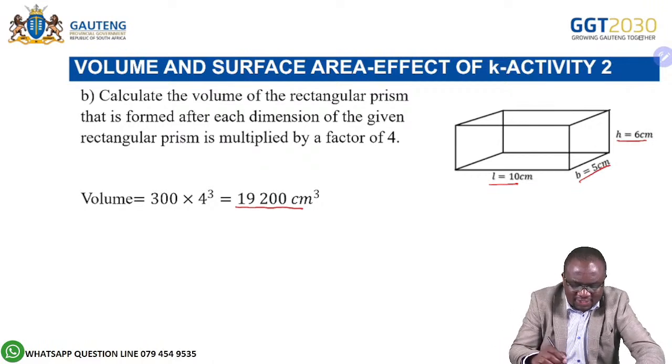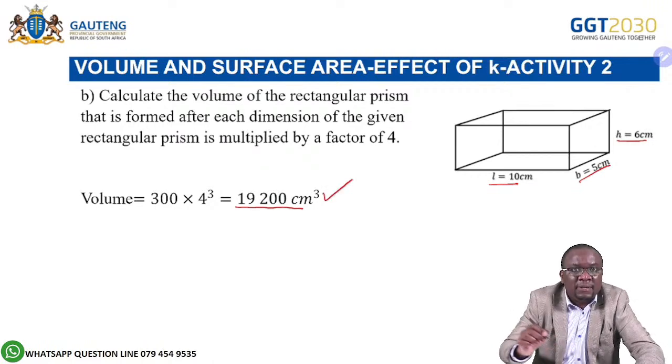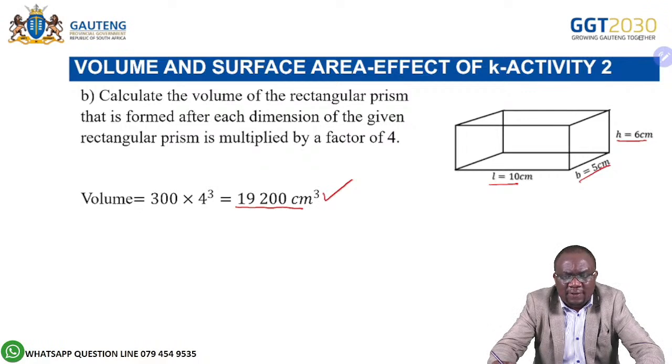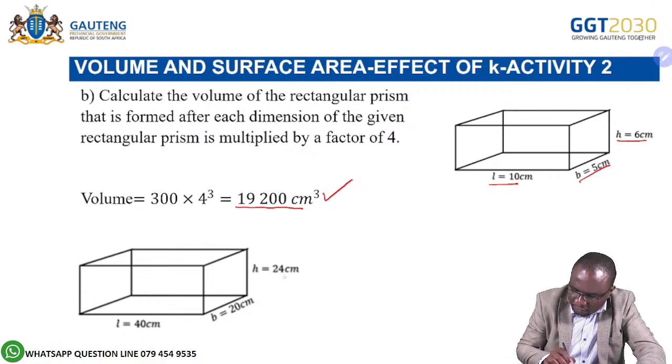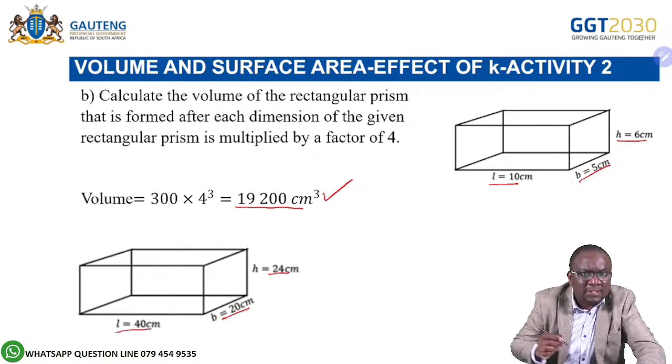Now we want to multiply each dimension by 4, find the volume, and see if it is the same as this one. Let's do that. These are the new dimensions. We've multiplied by 4 here. 6 times 4 is 24. 5 times 4 is 20. 10 times 4 is 40.